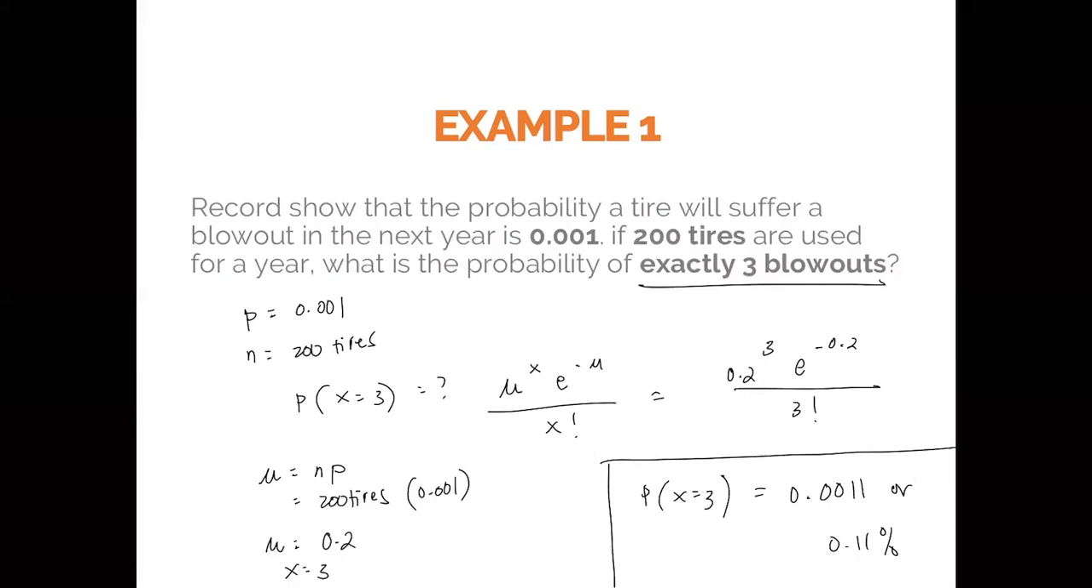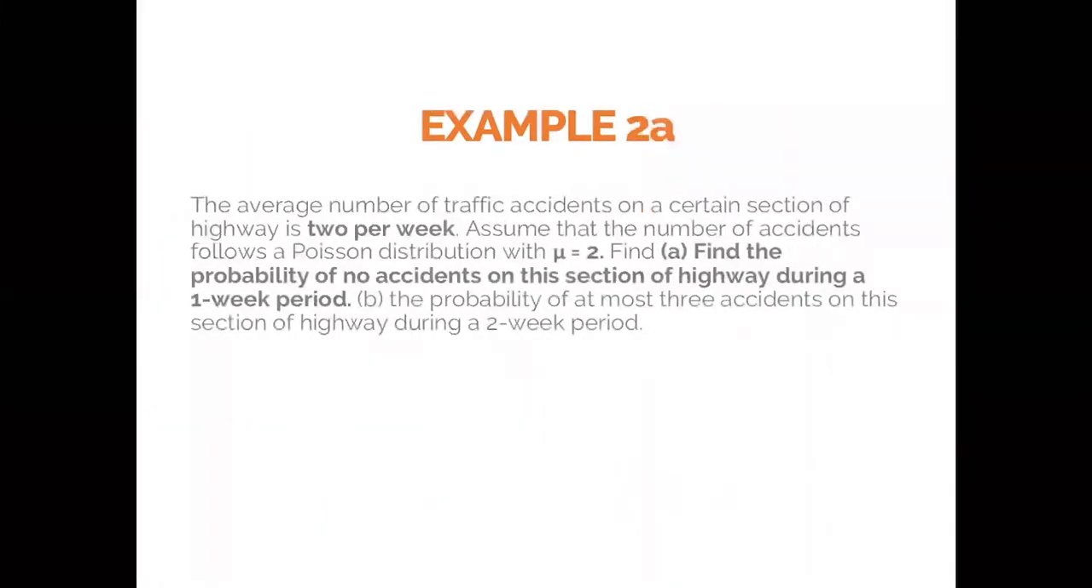Next, example number 2. The average number of traffic accidents on a certain section of a highway is 2 per week. So, sabihin yung lambda natin o yung mu natin is average number of occurrence, 2, ibig sabihin 2 accidents per week. Okay? Find the probability of no accidents on this section during a 1 week period. So, yung x natin is 0. So, pinapahanap is P of x equals 0.